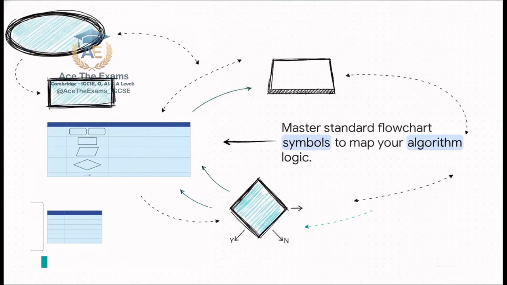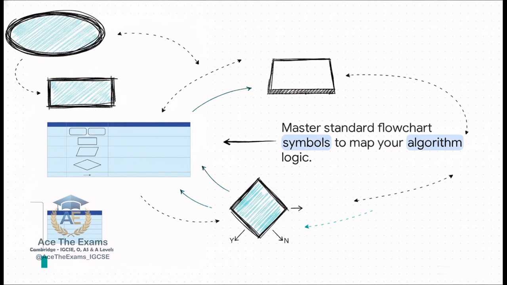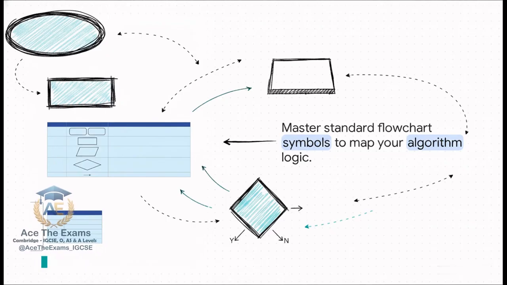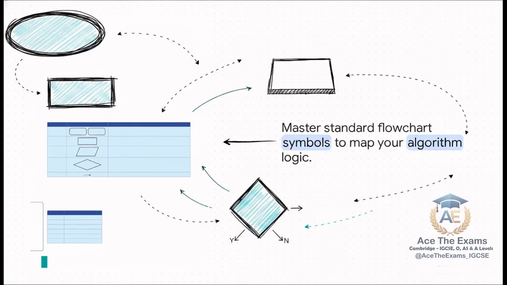Once you've decomposed the problem, you have to use formal methods to design the solution. Flowcharts are the visual representation of your algorithm's logic. You absolutely must memorize these standard symbols for your exams. There's no way around it. We've got the oval terminator for start and stop, the rectangle for a process like mathematically assigning values to variables, the slanted parallelogram for input and output, and the diamond for a decision. Now listen closely, because this is where people mess up.